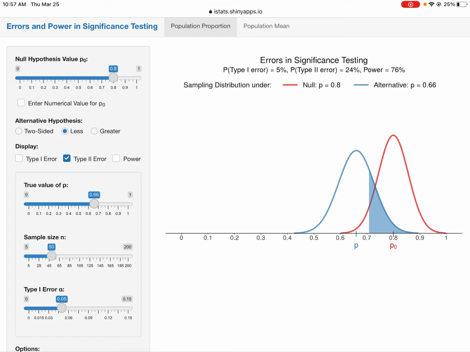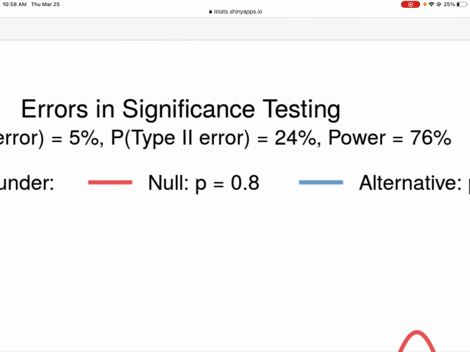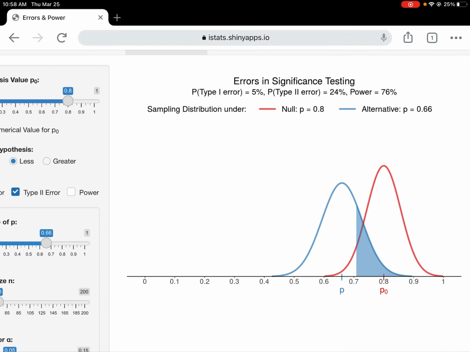Okay, the blue region that you see right now is what we call the type 2 error. So the type 2 error on the top is 24%. You see, guys, this one right here. So the blue region is 24%. Type 1 error is the 5%, and we already know that. What do you think the power is? That's 76%. Power is 76%.